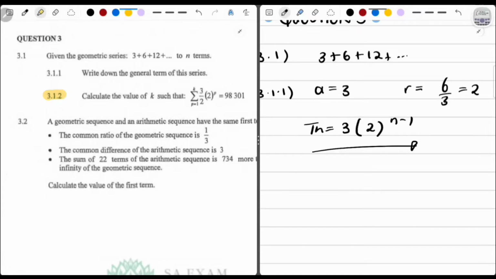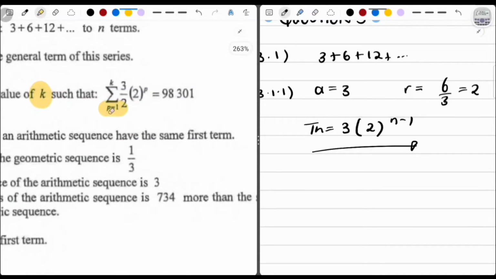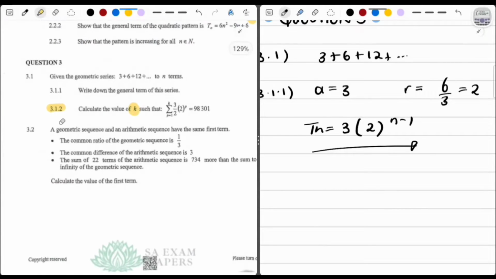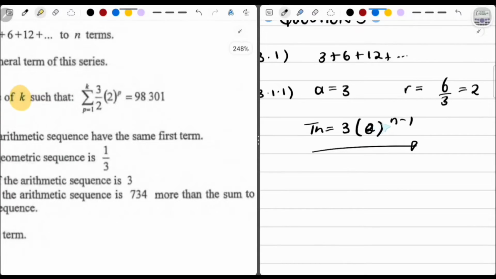3.1.2, they want us to calculate the value of k such that the sum beginning from p equal to 1, ending at k, and I'm glad that we're starting at 1, of 3 over 2 multiplied by 2 to the power of p is equal to this. Do you see that the ratio here is also 2? They will not just introduce a brand new equation all of a sudden. You see that this is a follow-up question. It comes after that.